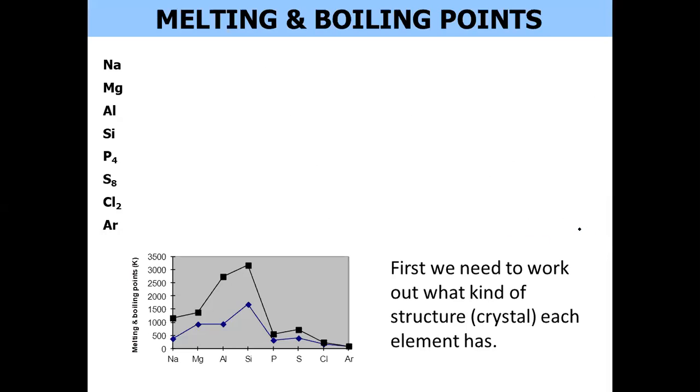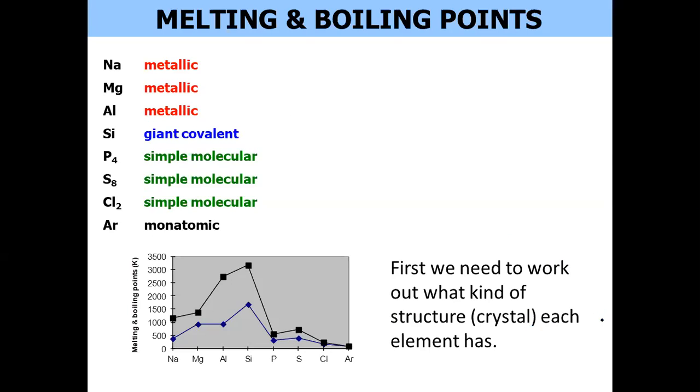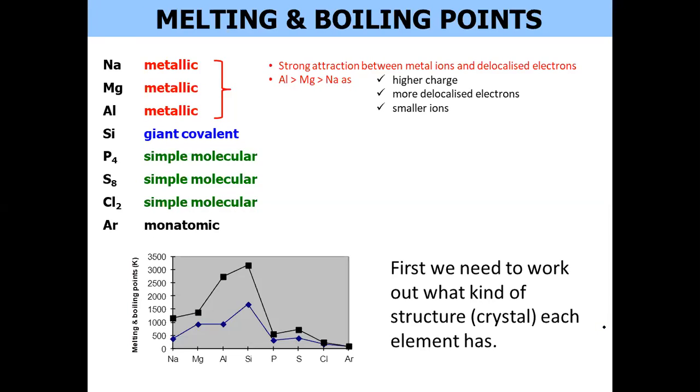Okay, so let's quickly revise that. We need to know what kind of structure or what kind of crystal each element has. So we know they all look like this. And these are the explanations if you wanted to know. So strong attraction between metal ions and delocalized electrons. Aluminium has higher melting and boiling points than magnesium, and magnesium higher than sodium. Why? Because there is higher charge, more delocalized electrons, and smaller ions.